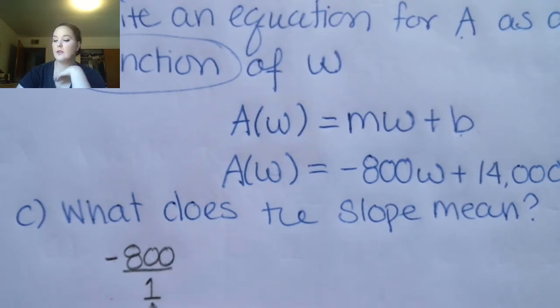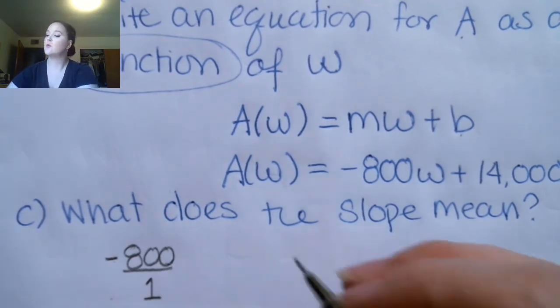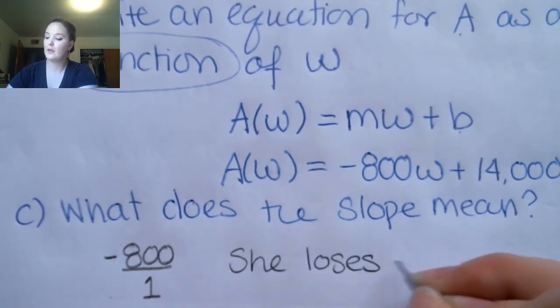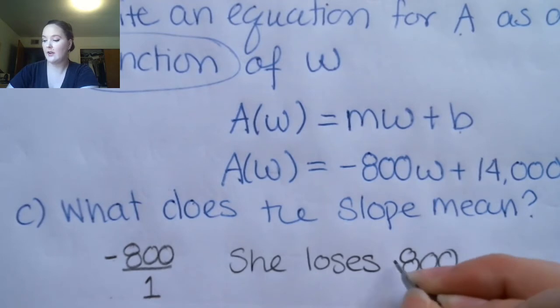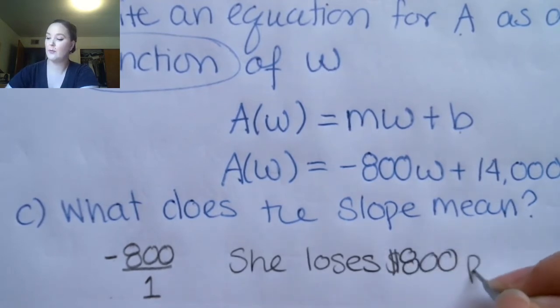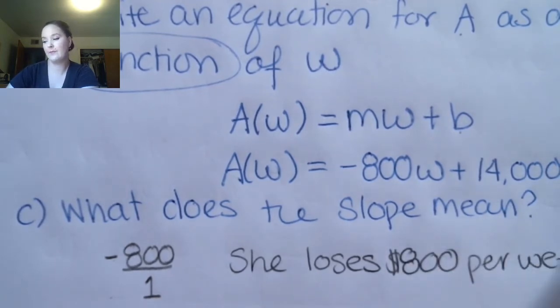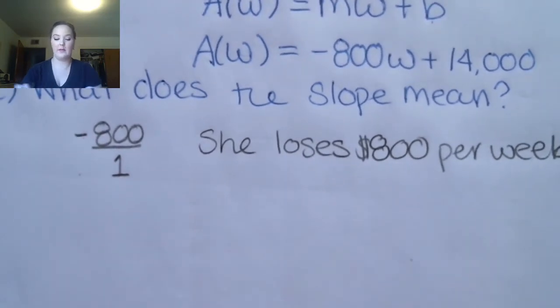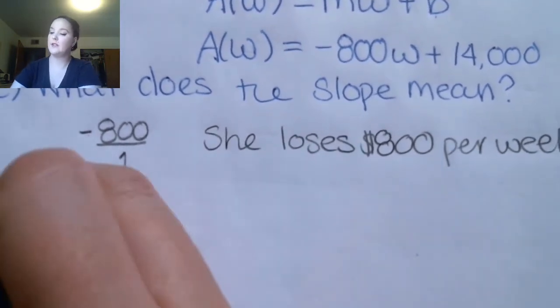And then the denominator is the time or the number of weeks. So the money in her account is going down $800 for every 1 week. So we might write that as she loses or she spends $800 per week. Okay. All right. So let's answer part D.